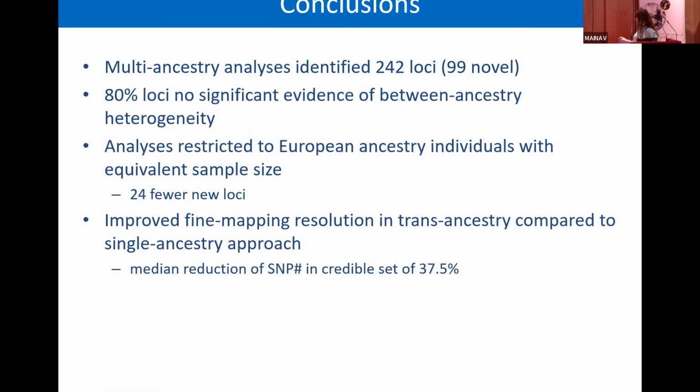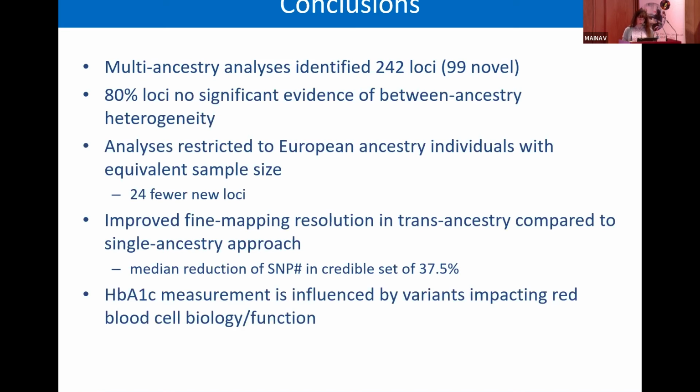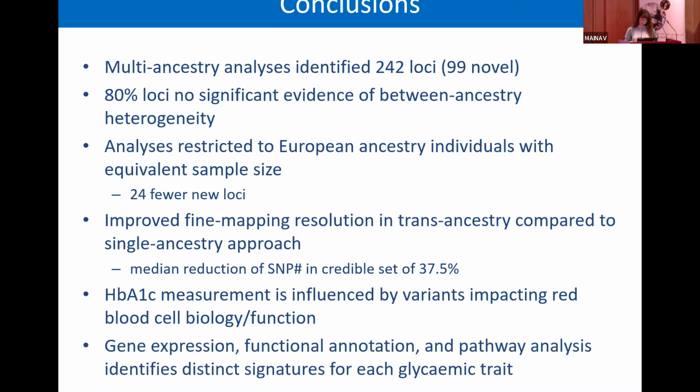And also the fine mapping resolution was improved independently of sample size. And there was a median reduction of SNPs in the credible set, 37.5%. And you probably will go away thinking HbA1c is a bit of a headache, but hopefully if the only thing you take from this talk is HbA1c is quite a complicated measurement, I've done my job. So yeah, it seems to be impacted by lots of different things and it's quite an interesting trait.